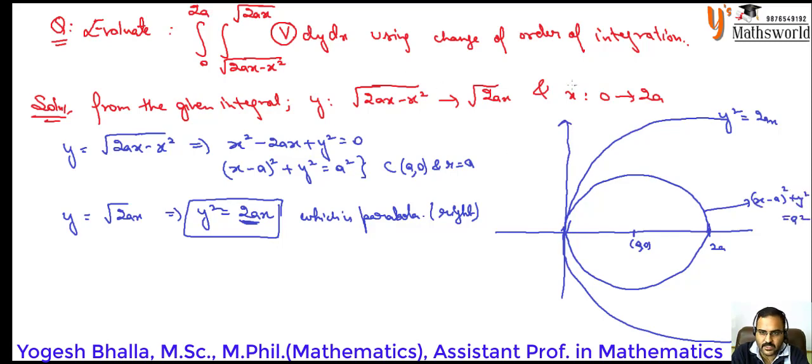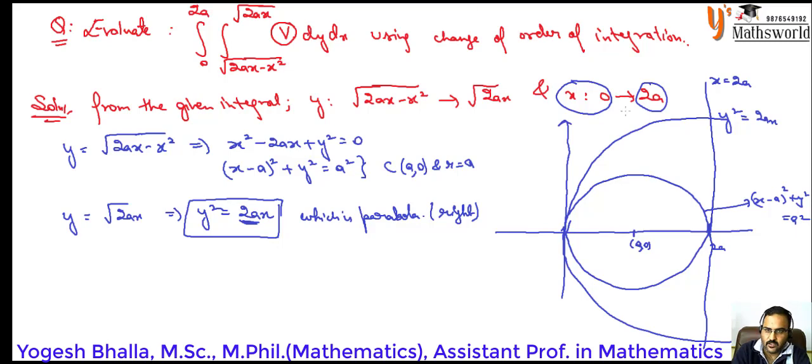Now what is the second part? x equal to 0, that is the y-axis, and x equal to 2a. x equal to 2a is a straight line, parallel to the y-axis and touching the circle at the diameter point. So this is x equal to 2a, so that means we are confined to this region, so this is the required region for us.